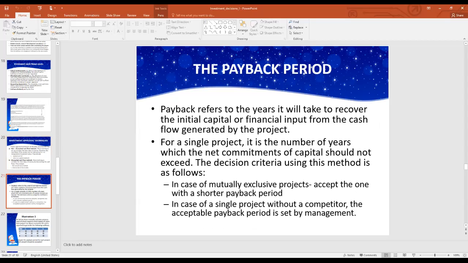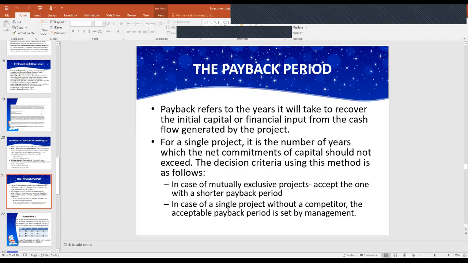As I had mentioned earlier, the payback period is simply the length of time that it takes for you as a business to recoup all the initial investment. How long do you take from the time that you invest, let's say, 10 million, to get back that 10 million from the cash flows generated from the investment? That is the payback period.